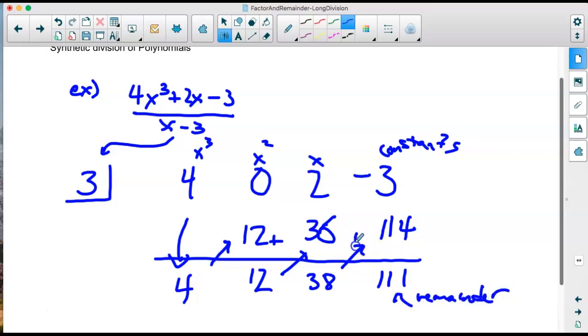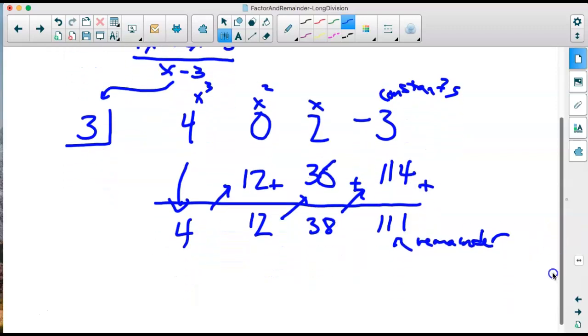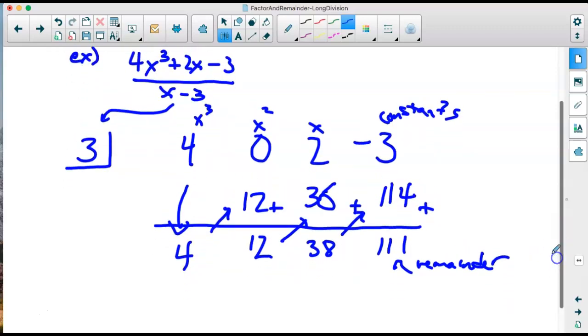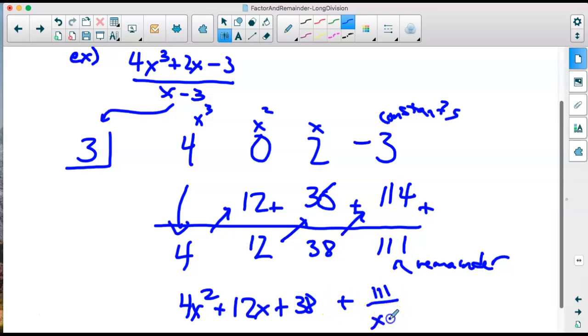So in this case, we're adding when we go down, and we're multiplying and putting the answer next to this. So the answer to this problem is 4x squared, because we started with x cubed, so it's going to be 1 less: 4x squared, 12x plus 38 plus 111 over what we're dividing by, x minus 3. So this is a quick way to do that.